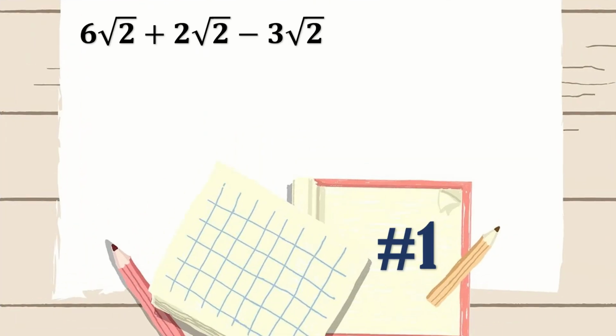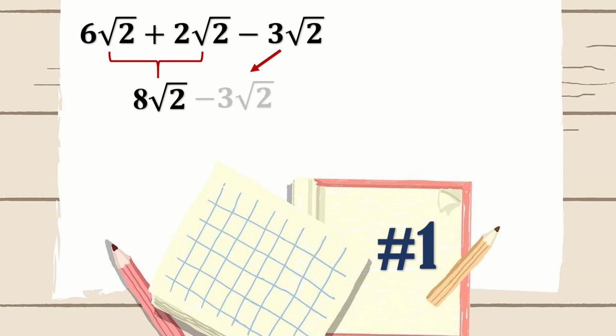Number 1, 6 square root of 2 plus 2 square root of 2 minus 3 square root of 2. You will notice here that we can combine them because they have the same radicand, which is 2. So let us first add 6 square root of 2 plus 2 square root of 2. We combine the whole numbers 6 plus 2, and that is 8. Then copy their common radicand, which is square root of 2.